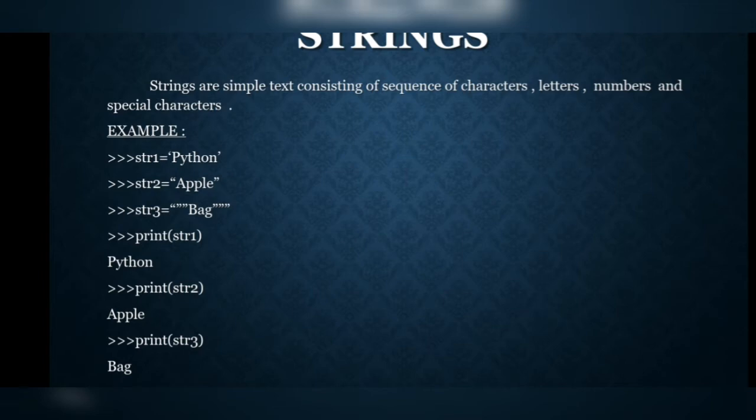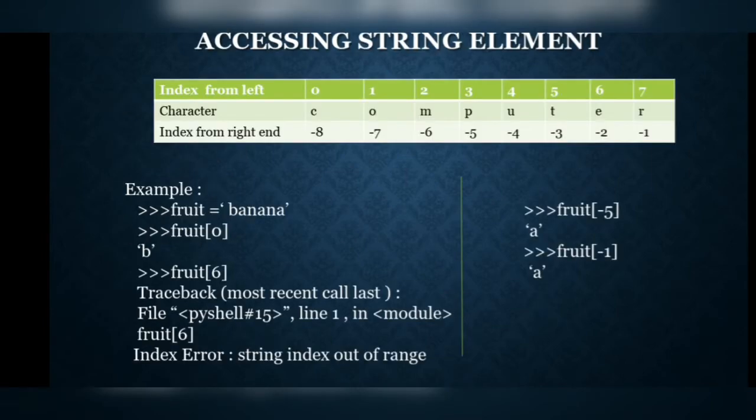Next, accessing string elements. How do we access an element in a string? An individual character in a string is accessed using a subscript or index. The index should always be an integer, that is positive or negative. An index starts from 0. A positive index helps in accessing the string from the beginning. A negative index accesses the string from the end.